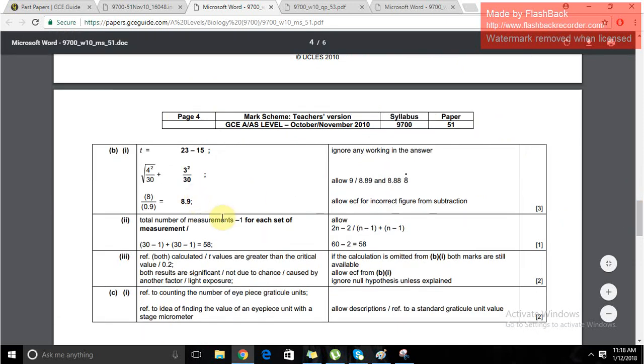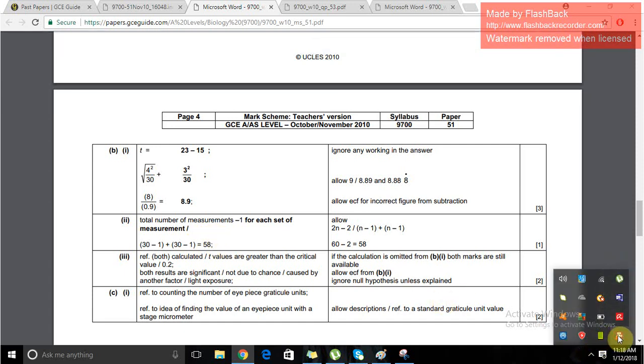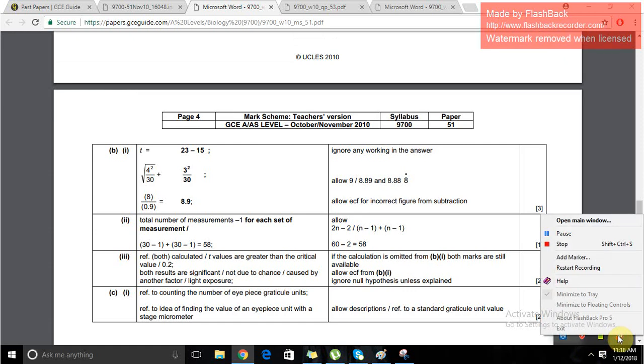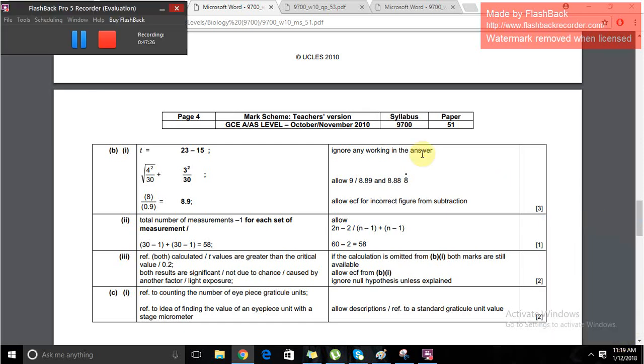Yep, 8.9, 58. Reference: both calculated values are greater than the critical value, meaning both results are significant, not due to chance caused by another factor, light exposure.